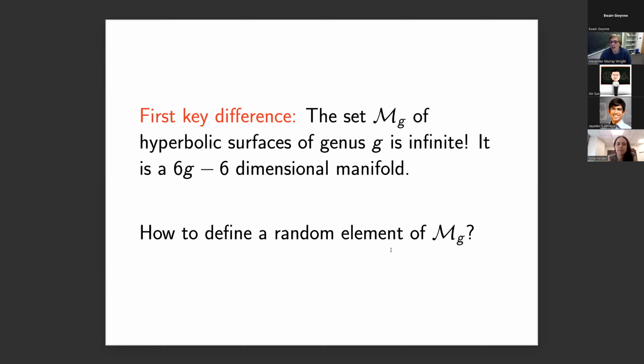On the one hand, you have what I would call the moduli space of hyperbolic surfaces of genus G, and on the other hand, you have the moduli space, or just the set of regular graphs on, say, a fixed number of vertices. And given that this set is infinite and it's not even discrete, it's a high dimensional manifold, you face the instant question of how to define a random element. And there are really substantively different ideas about how to do that, and I'll talk a little bit about that.